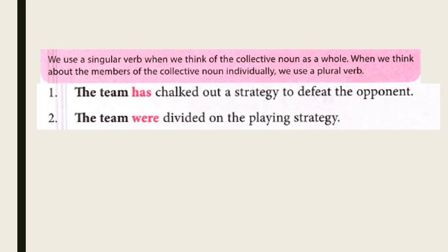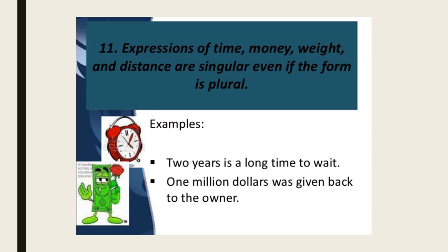For example, the jury were divided in their verdict. It is plural because we are talking about the different members of the jury. Jury is nothing but a group of judges. The jury was prompt in acquitting the innocent person. Here the jury has been taken as a whole, a single unit. So we use a singular verb, right?